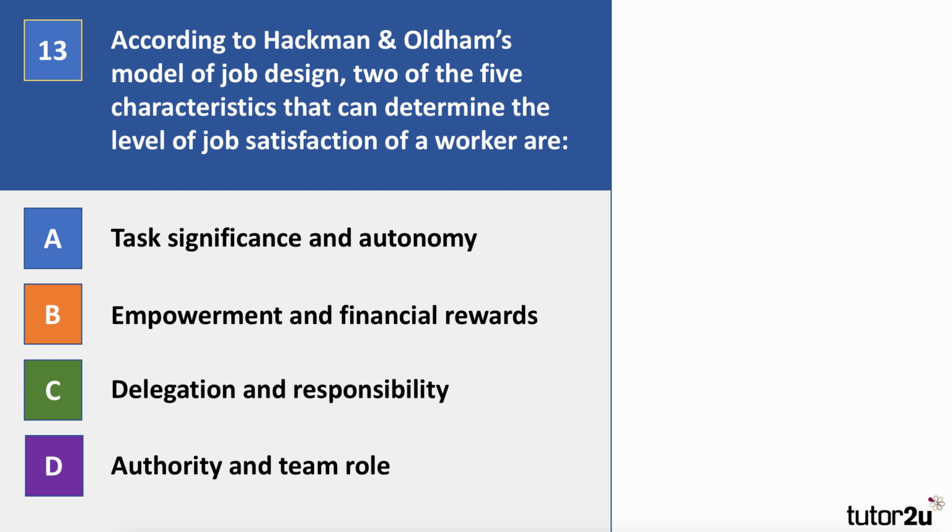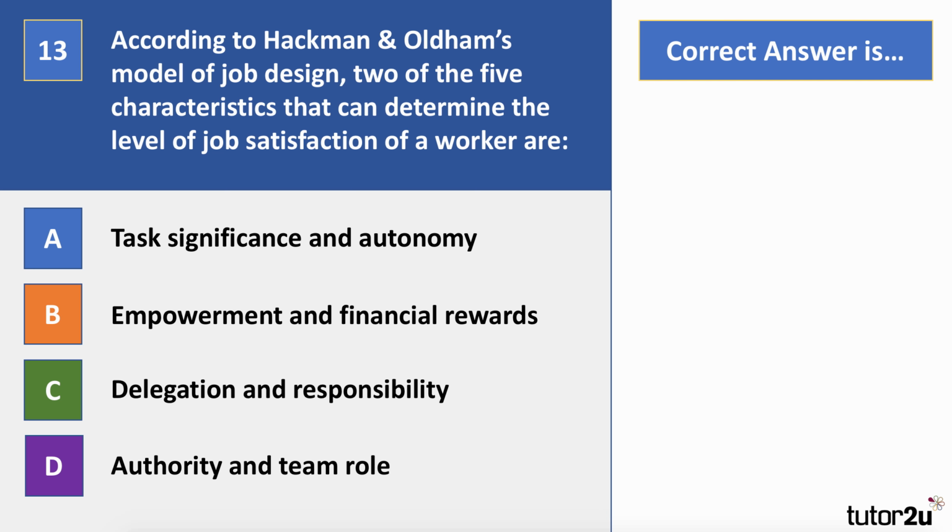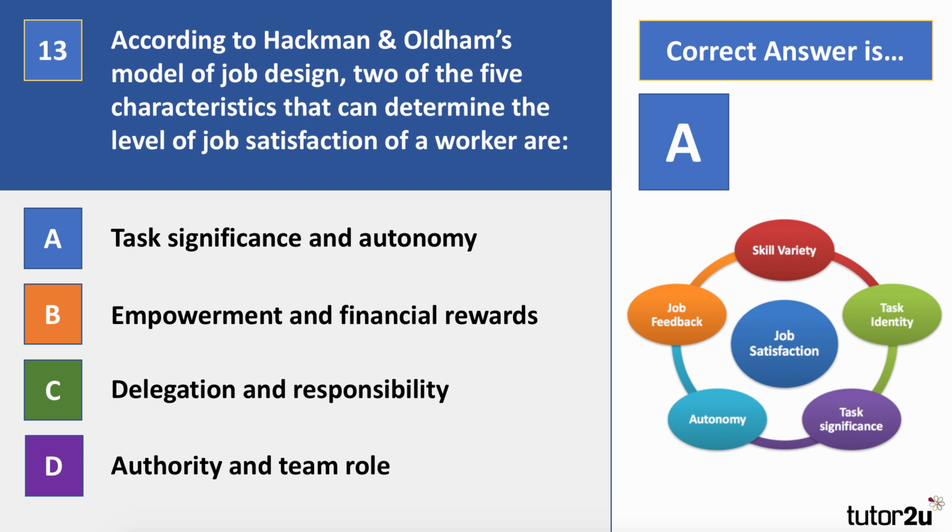Hackman and Oldham, their work looked at the factors of job design that would influence job satisfaction, and they identified 2 of the 5 characteristics as being task significance and autonomy, along with task identity, job feedback, and also skill variety, the differences in things that we ask people to do at work that gives them more satisfaction. The more variety of skills, the greater the satisfaction. So that was the correct answer. If you knew Hackman and Oldham's model, hopefully you selected A.